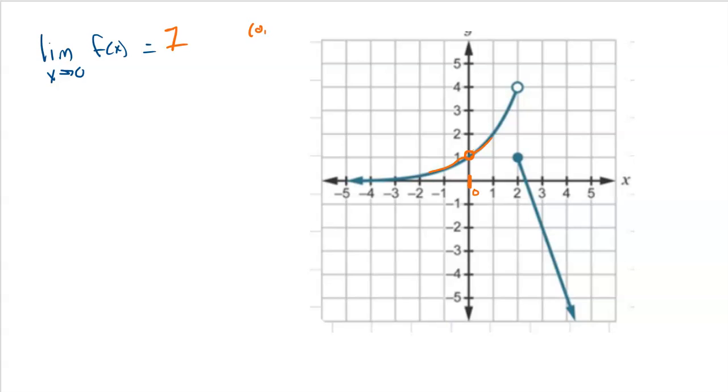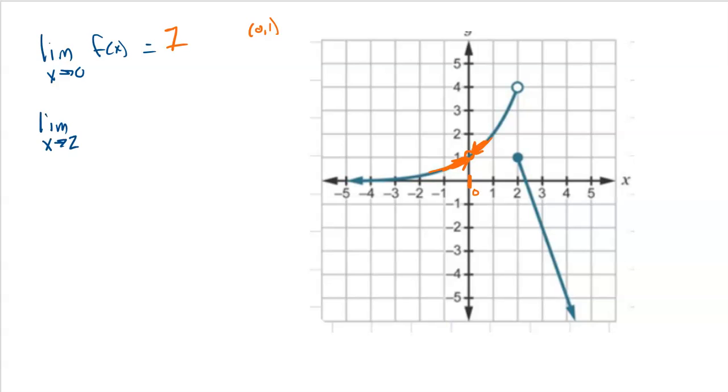There is a point at 0, 1, but the presence or absence of that point doesn't really matter. What matters is that as we get closer to 0 from the left and from the right, we're coming together at 1, and that's the limit. Pretty easy. Now let's ask about 2, because we clearly see something funky happening here at 2.